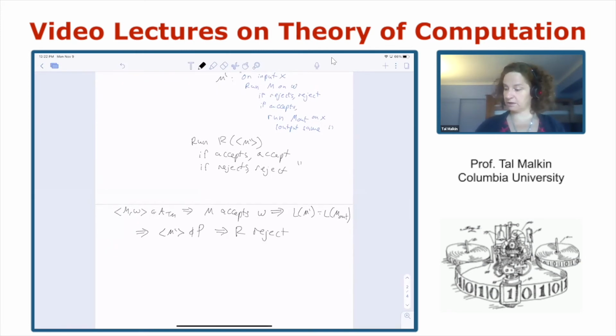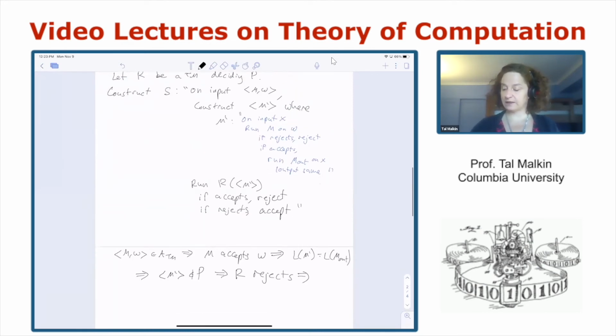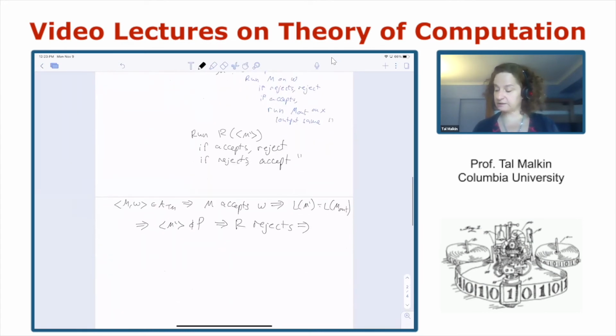Okay, so let me, you see when this, I need to flip these. So the reason I know it is exactly from the analysis I see that I made a mistake. So if MW is in ATM, then R rejects, and what I would like is to accept. Okay, so I will flip it. If it accepts, I reject, and if it rejects, I accept. Okay, so this is in fact S. Okay, so if R rejects, then S accepts.